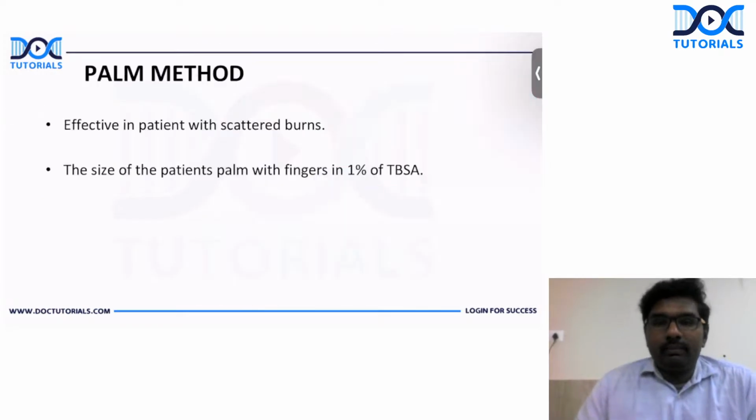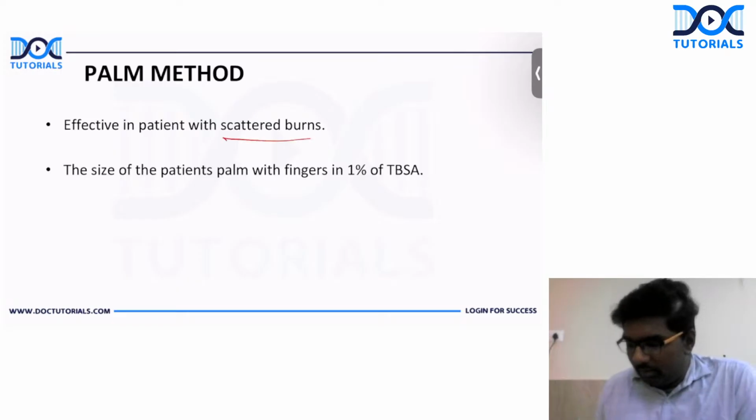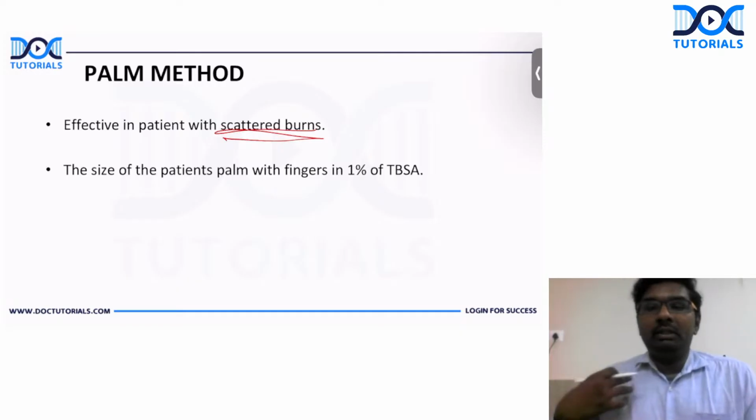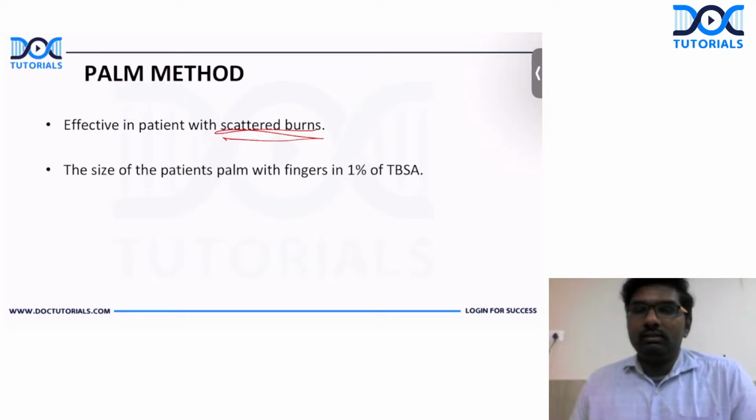Coming to the palm method. This is very effective and is commonly used for measuring the surface area involved in scattered burns. Even the chest wall is bigger. If a patient has burns just in this area, not including the left side, we cannot give 9% for this one part alone. So then you can go for the palm method.